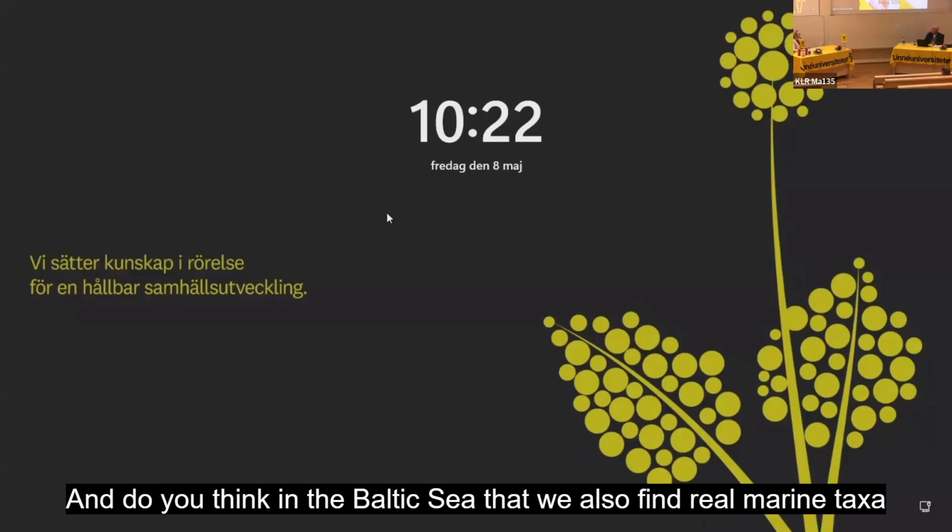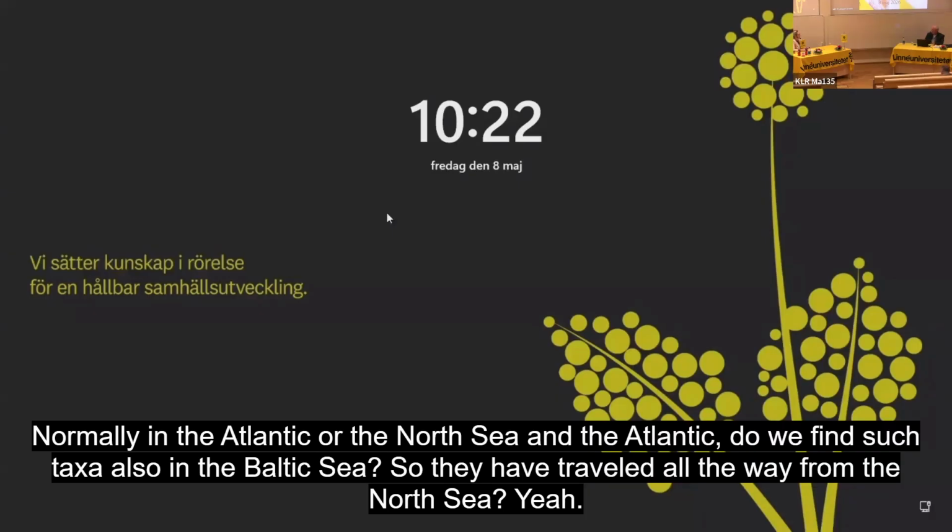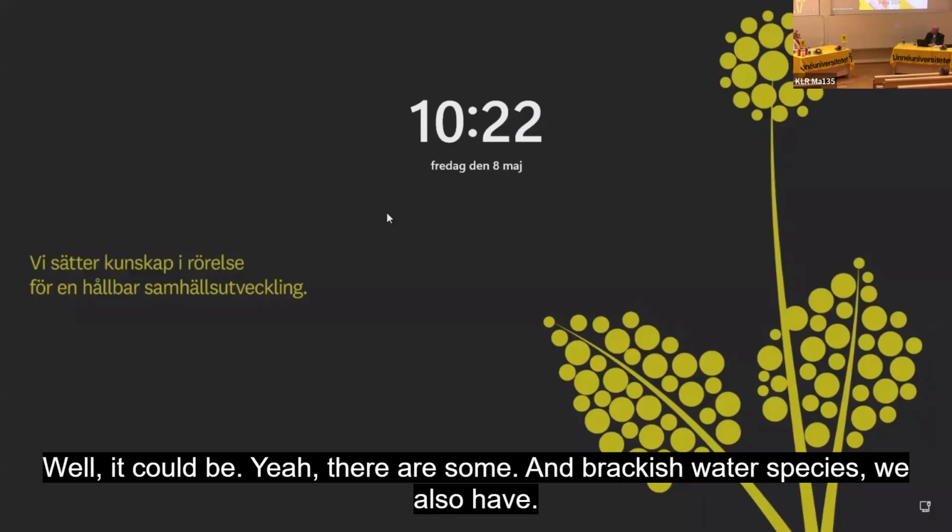And do you think in the Baltic Sea we also find real marine taxa that are normally in the Atlantic or the North Sea? Do we find such taxa also in the Baltic Sea? So they have traveled all the way from the North Sea? Yeah, well, it could be. Yeah, there are some. And brackish water species, no?